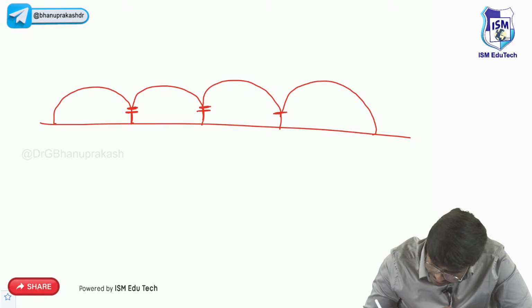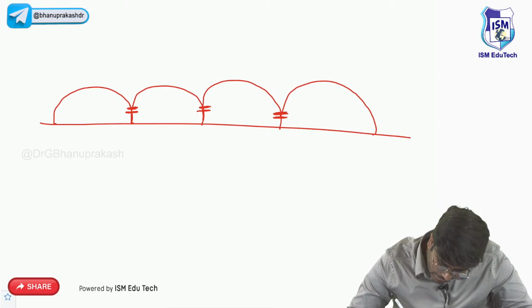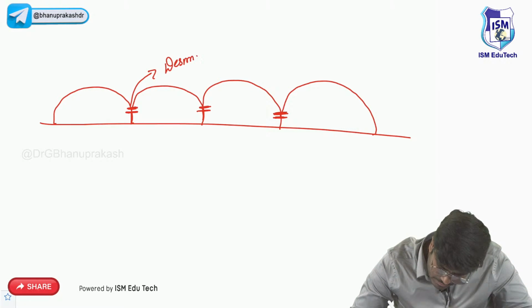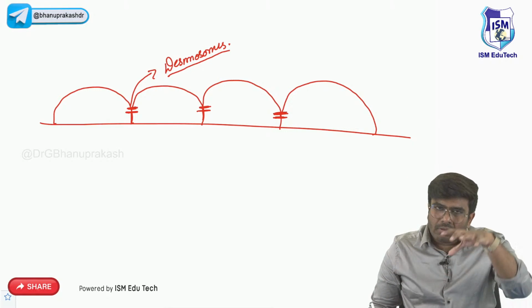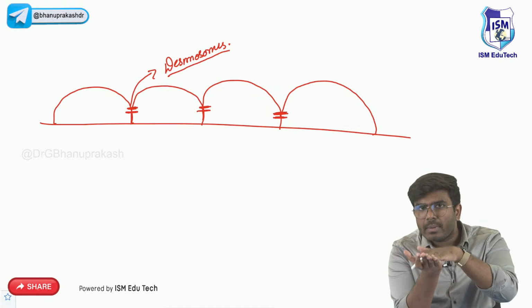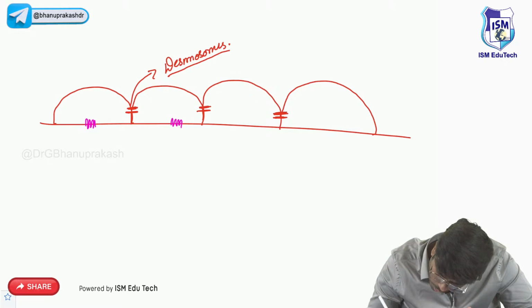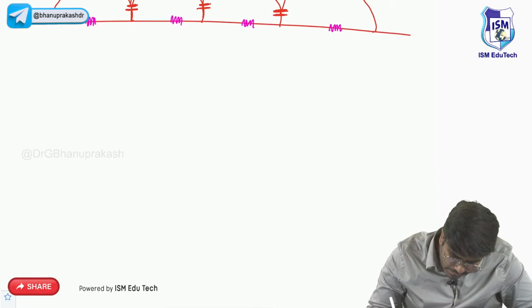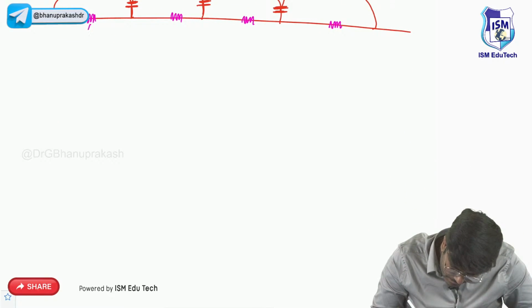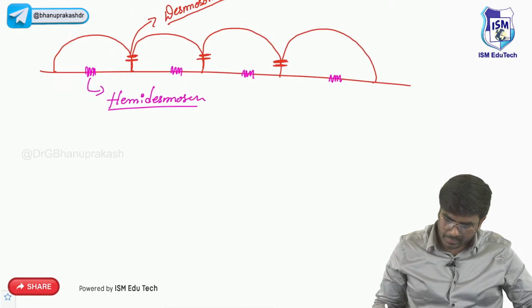One keratinocyte is attached to the other keratinocyte with the help of which proteins? With the help of proteins called desmosomes. MCQ, desmosomes. Now, other question. The same keratinocyte is sitting on the basement membrane, right? Yes, and here also you need to have attachment. What is this protein which is attaching a keratinocyte to the basement membrane? This is hemidesmosome. Hemidesmosomes.